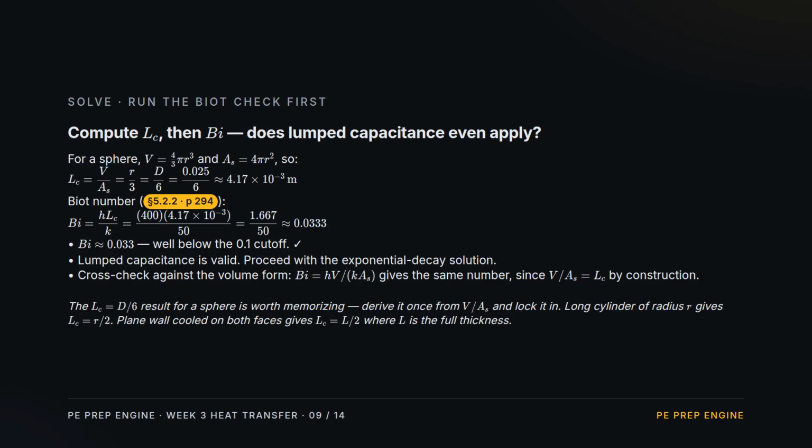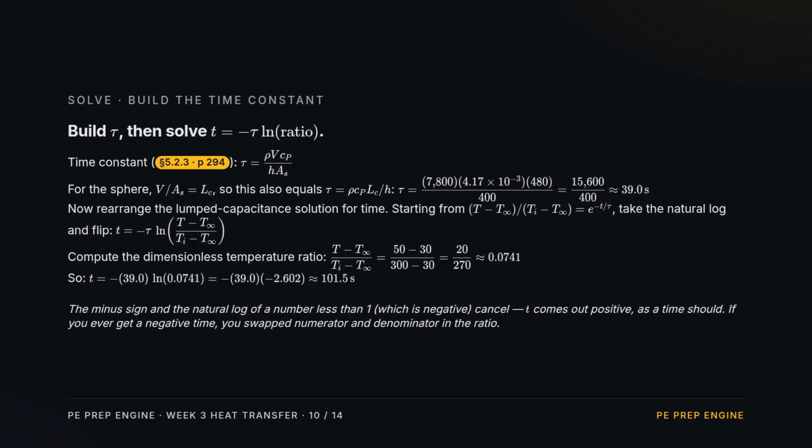For a sphere, volume over surface area collapses to d over 6, about 4.17 millimeters. The Biot number, hLc over k, lands near 0.033, well below the cutoff, so lumped capacitance is valid. The volume form gives the same number, since V over As is exactly Lc. Build the time constant, rho V cp over hAs. Equivalently, rho cp Lc over h, about 39 seconds.